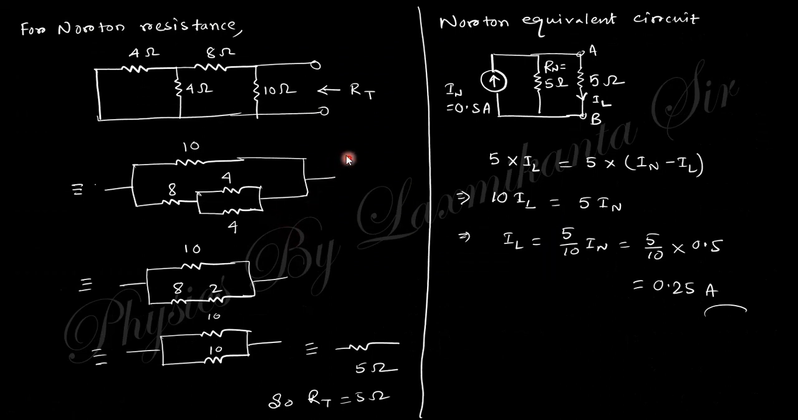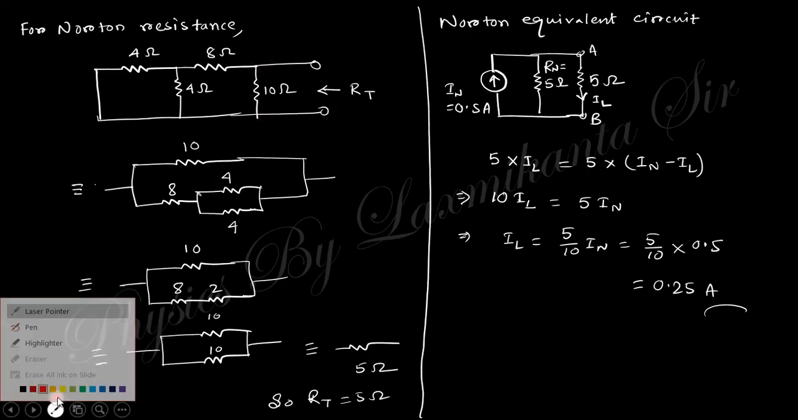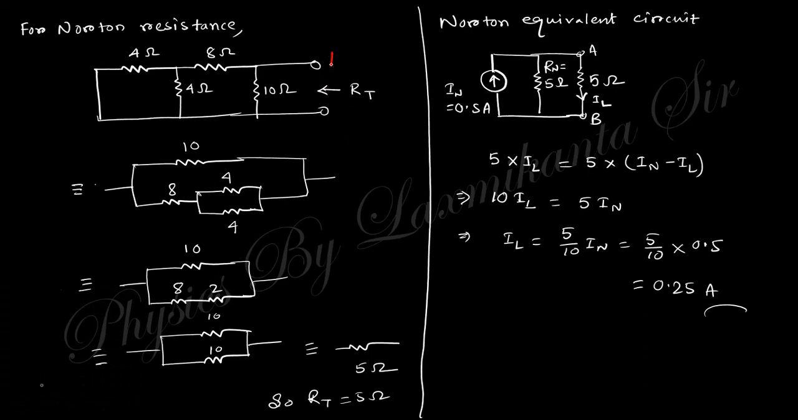For Norton resistance, it is the same thing as the Thevenin resistance. The resistance when the voltage sources are replaced by their internal resistance and the current source is open. You can see here from that point it is divided into two parts. If you name this point A, this is B. So A is divided into two parts. 10 becomes B directly.